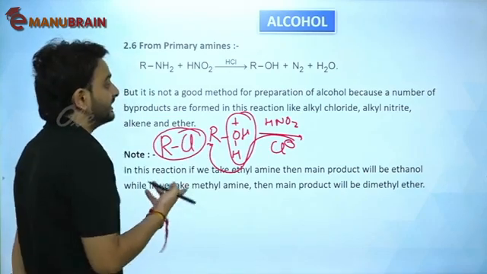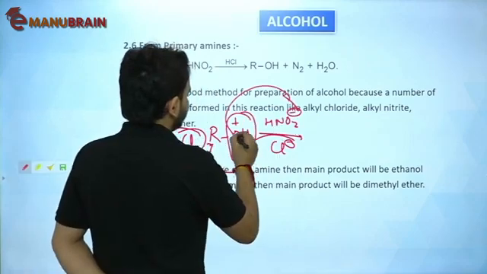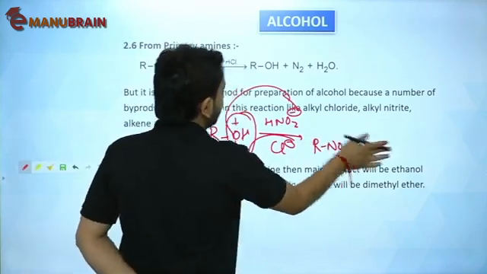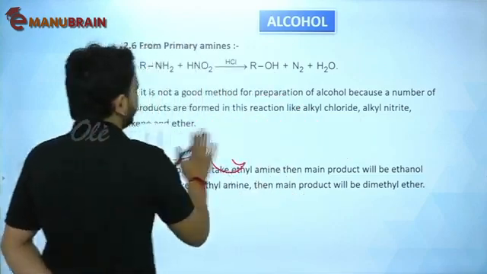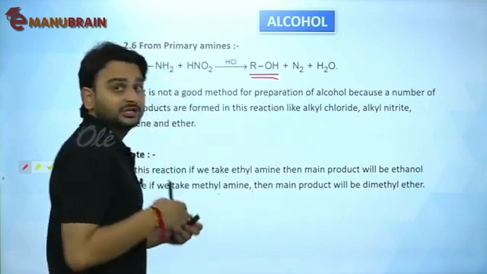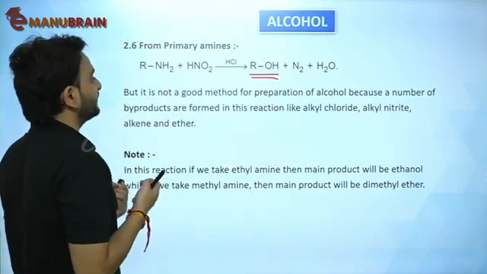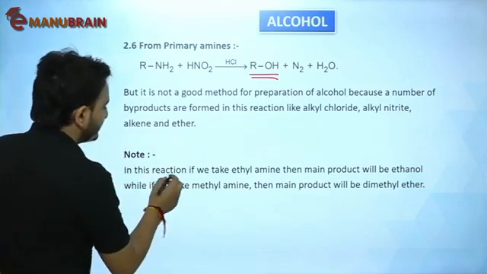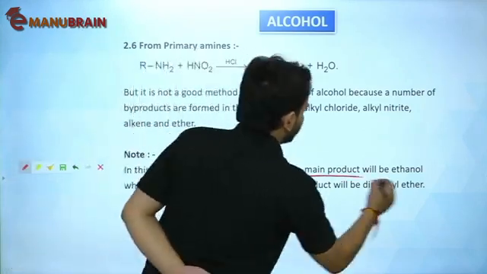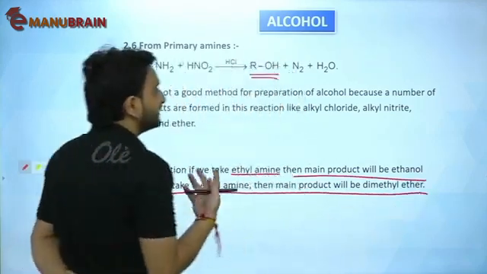Or with HNO2, NO2 minus can instead displace this H2O from over here and form RNO2. So all these side products that might be formed make the yield of what we require from this process, that is ROH, not very good. This is a point that you should note. In this reaction, if we take ethylamine, the main product will be ethanol, while if we take methylamine, then the main product will be dimethyl ether.